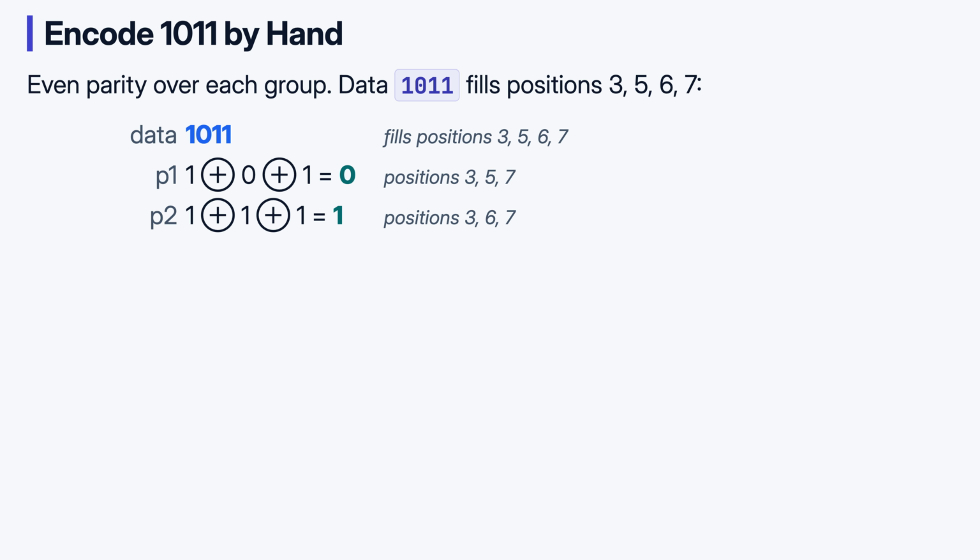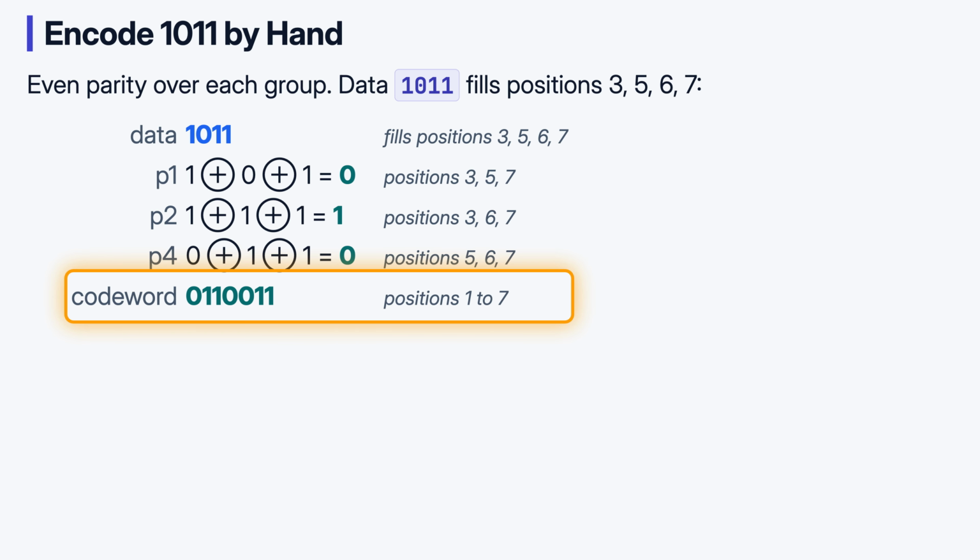Parity 2 is 1. Parity 4 covers 4, 5, 6, and 7, so we XOR the data at 5, 6, and 7. 0 XOR 1 XOR 1 is 0. Parity 4 is 0. Slot them in and read positions 1 through 7. The code word is 0110011.